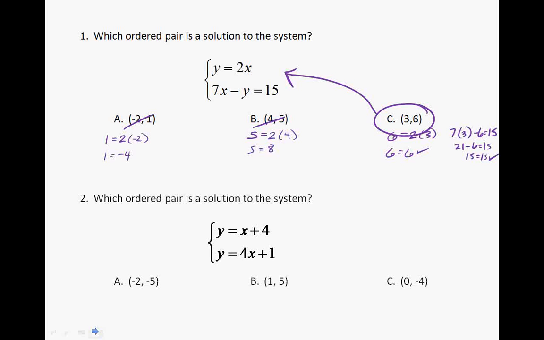Try this one out on your own. Determine which ordered pair is a solution to this system. You can press pause and work all 3 points, and then press play when you're ready to find the answer. All right, hopefully you've discovered that B, the ordered pair 1, 5, is a solution to that system. When I plug in the x value 1 and the y value 5 into both of those equations, it satisfies them both.